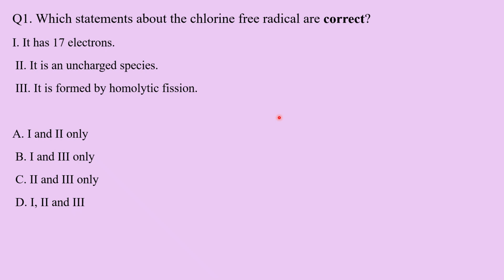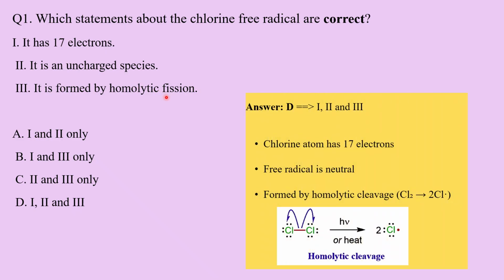Now let us solve one question. Which statements about the chlorine free radical are correct? First statement: it has 17 electrons. It is an uncharged species. It is formed by homolytic fission. Well, we know that chlorine consists of how many electrons? 17 electrons. This means the first statement is absolutely correct. Second one, free radical and homolytic fission.